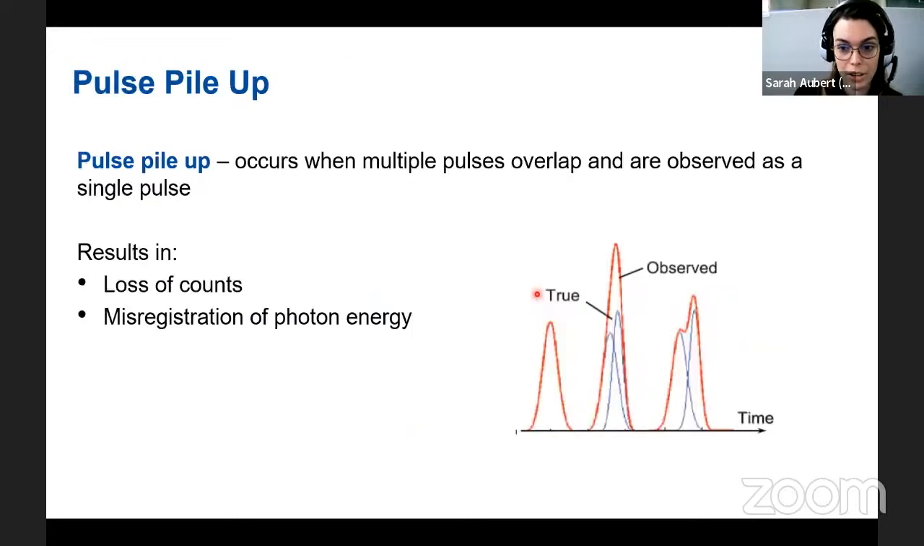And so pulse pileup occurs when our photons generate multiple pulses that overlap, causing them to be observed as a single pulse. This can result in a loss of counts or a misregistration of our photon energy in our photon counting detector. And this distortion can cause inaccuracies when we're trying to do material decomposition.